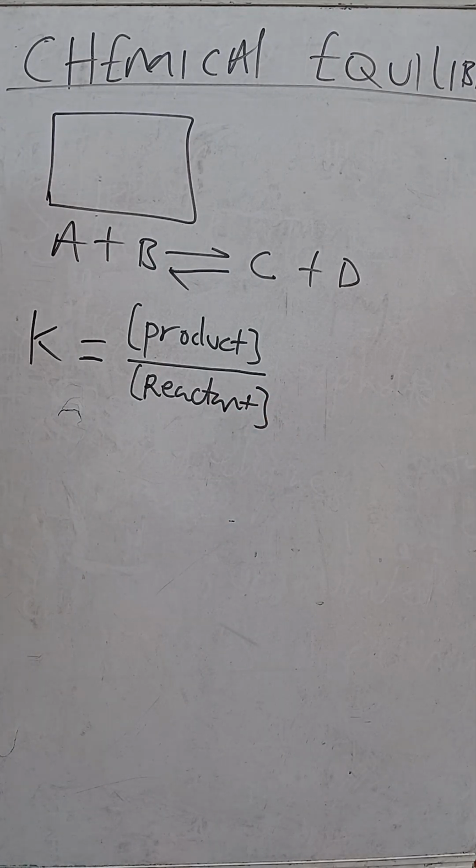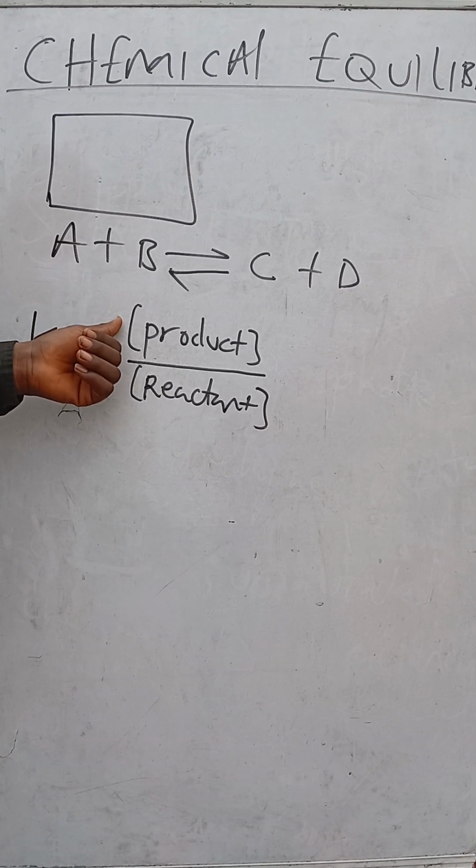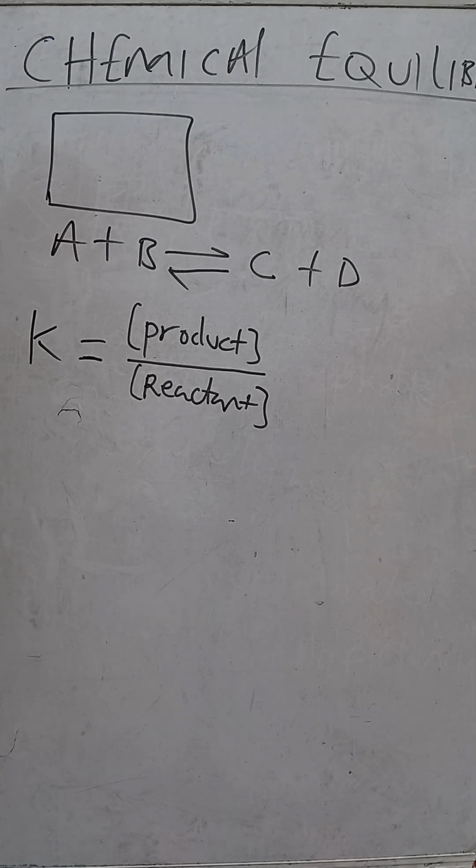In a subsequent video, I'll show the proving of the equilibrium constant, how to get this equation. But basically, for the forward reaction, it's usually the ratio of the product over the ratio of the reactant. This is the equilibrium constant for the forward reaction.